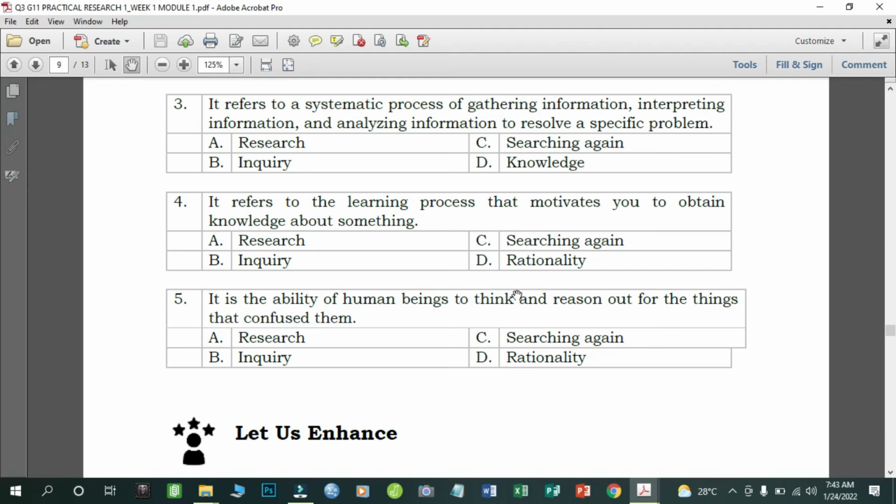Okay, number 5 is the ability of human beings to think and reason out for the things that confuse them. A. Research. B. Inquiry. C. Searching again. D. Rationality. Okay, our answer is letter D. Very good. It is rationality.